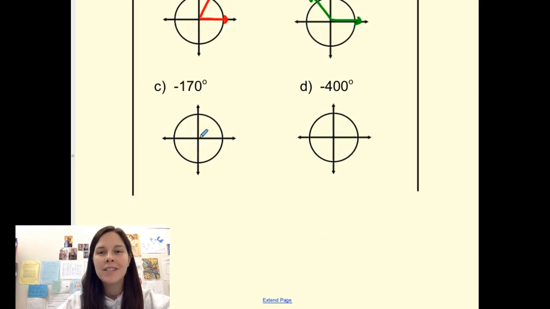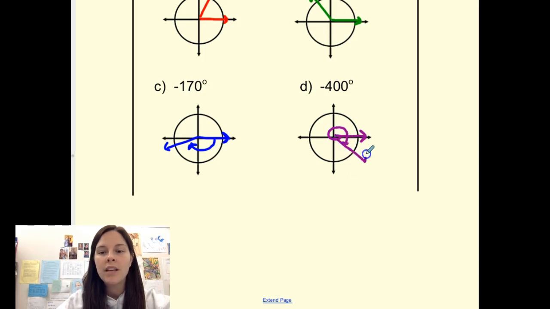Now we're going to learn how to sketch angles that are rotated in a negative direction. Again, starting off with that initial ray in standard position, and this time we are rotating clockwise. Negative 170 degrees goes not quite to the 180, so this angle would land in the third quadrant. And negative 400 degrees, starting with our angle in standard position. This time, again, we're rotating clockwise. A full rotation would get us to 360 degrees, so we would go 40 degrees more.